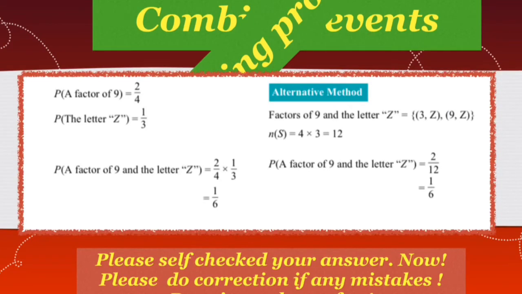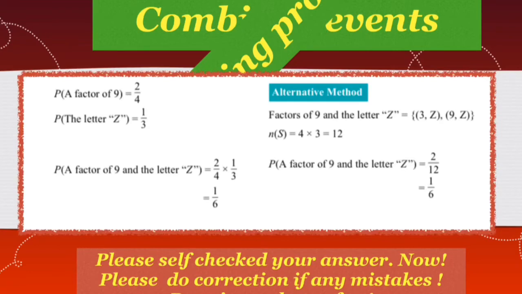Let's see the answer for the question just now. So there are 2 solutions. Either you write the probability of a factor of 9. You have 2 factors, which are 3 and 9. So it's 2 out of 4. For the probability of letter Z, you only have 1 Z. So 1 out of 3. So the probability of getting a factor of 9 and the Z is 2/4 times 1/3. Because of the word "and", you multiply. So the answer is 1/6.